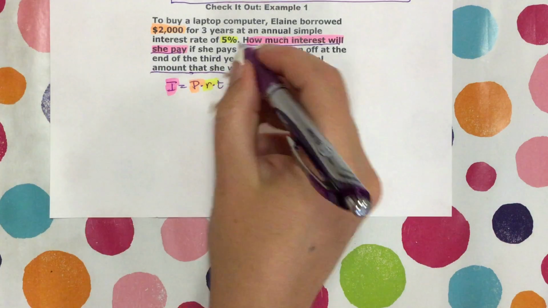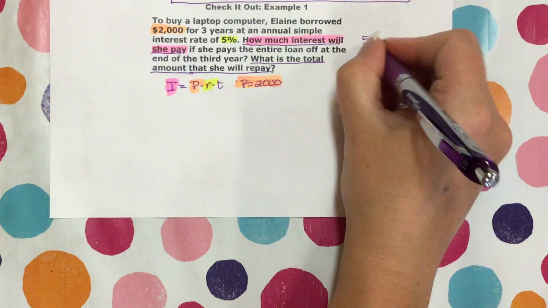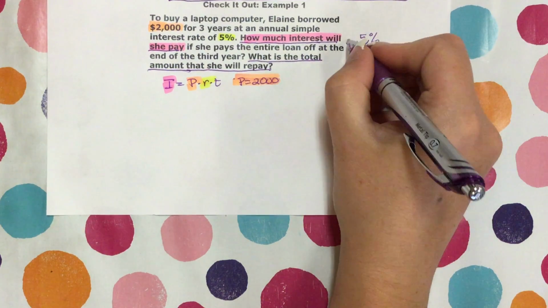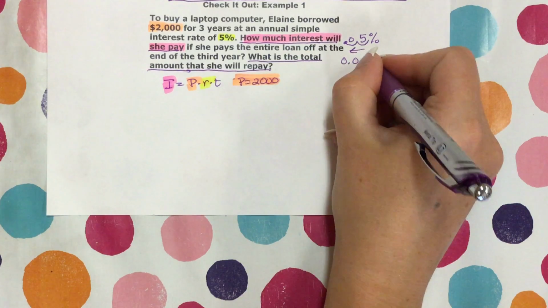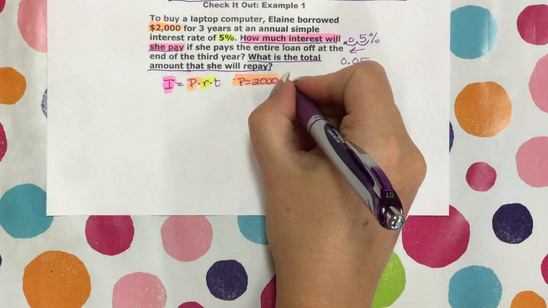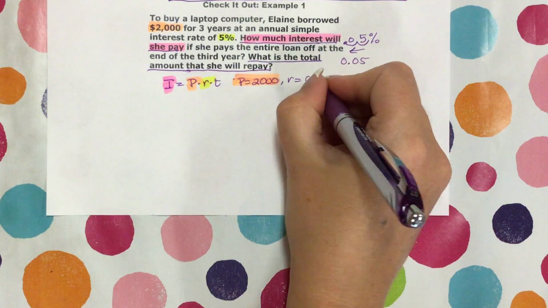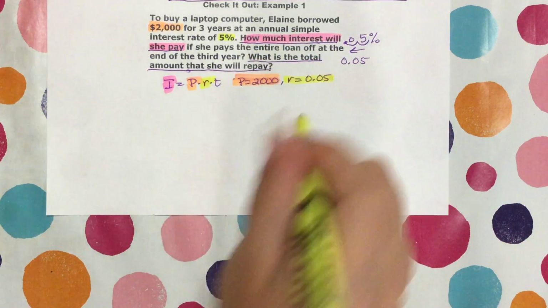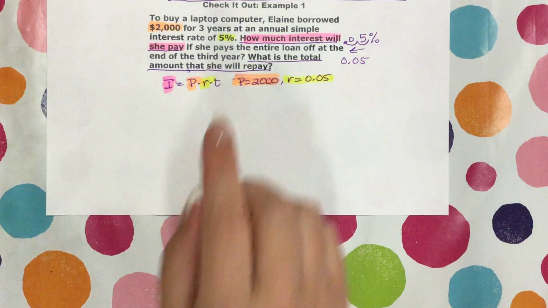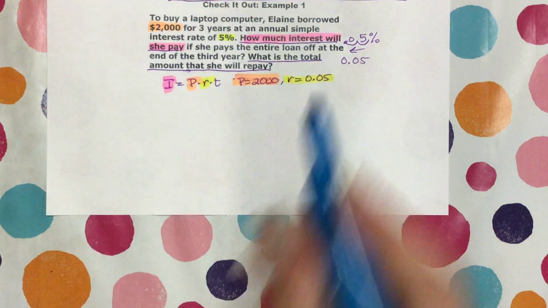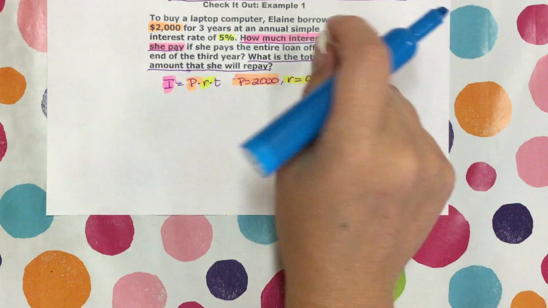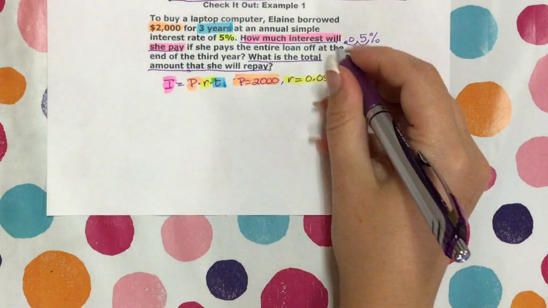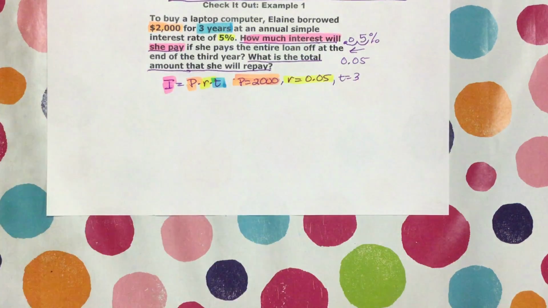But we need to make that 5%, we need to put it in a decimal form. So we're going to have to move the decimal place over 2 places to the left, and we're left with 0.05. Okay, that is our annual percentage rate, 0.05, right there. Lastly, we need to figure out what the time is. And the time, she borrowed for 3 years, so that's our time. So that means T equals 3.